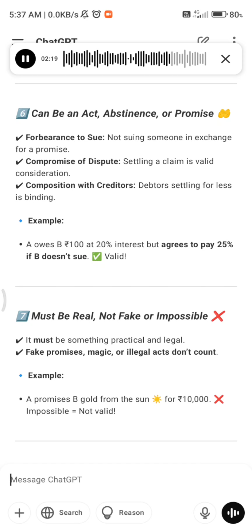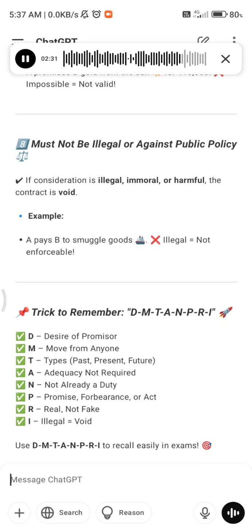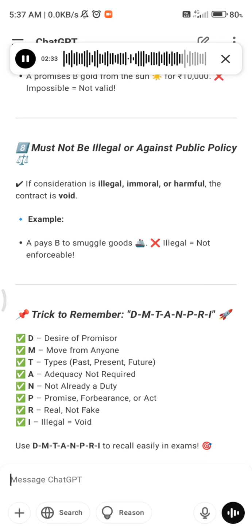7. Must be real, not fake or impossible. It must be something practical and legal. Fake promises, magic, or illegal acts don't count. Example: A promises B gold from the sun for 10,000. Impossible, not valid. 8. Must not be illegal or against public policy. If consideration is illegal, immoral, or harmful, the contract is void. Example: A pays B to smuggle goods.